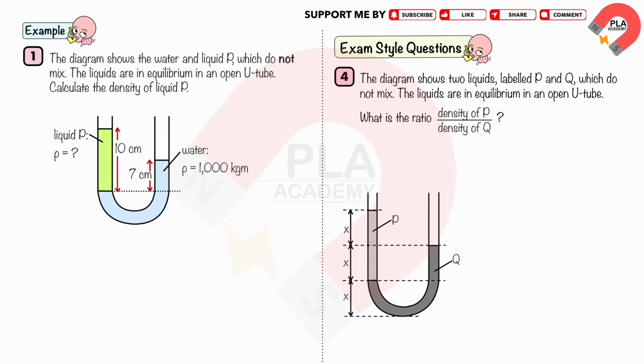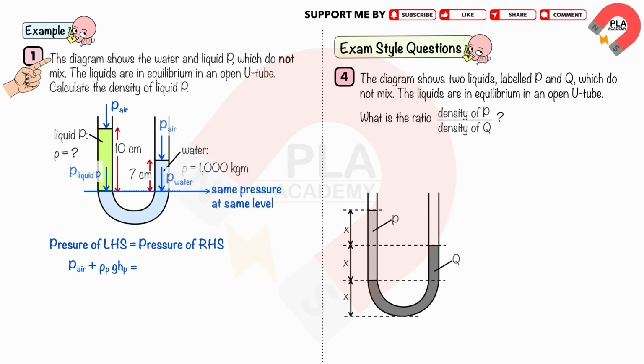Worked example 1. The diagram shows water and liquid P, which do not mix. The liquids are in equilibrium in an open U-tube. Calculate the density of liquid P. The pressure at the same level in both arms of the U-tube is equal. There is air pressure acting on both sides of the tube, like this. There is the pressure due to liquid P acting on the left-hand side of the tube, like this. There is the pressure due to water acting on the right-hand side of the tube, like this.